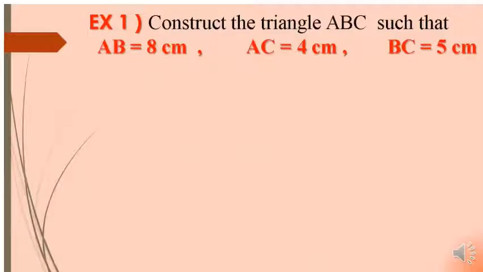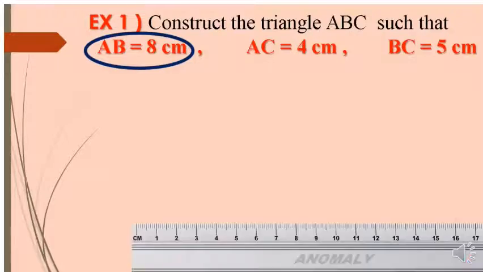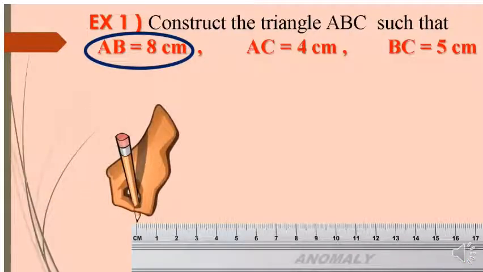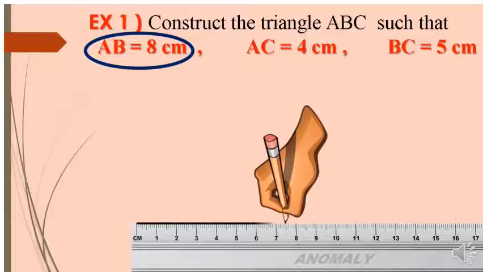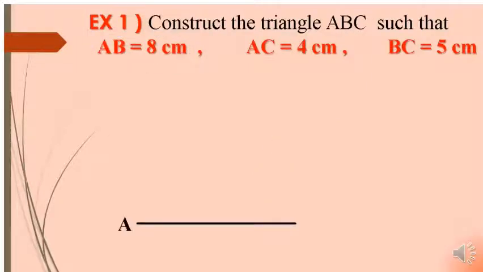Construct the triangle ABC such that AB equals 8 cm, AC equals 4 cm, and BC equals 5 cm. This is the case of side, side, side. So to start drawing, first step, we have to start with the longest side. The longest side here is AB, which is equal to 8 cm. Using the ruler, draw AB from 0 to 8 cm. Mark the points A and B and put the length 8 cm.